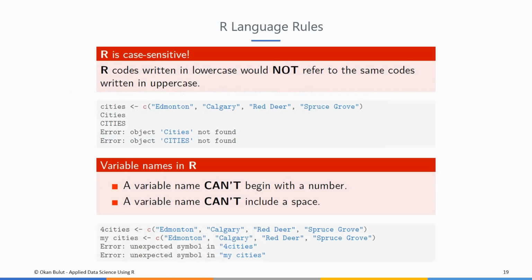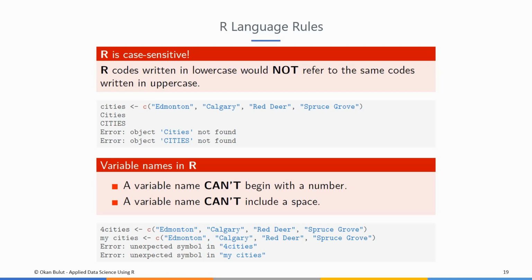So first thing is that R is case sensitive. That means whenever you write code in lowercase, if you try to write the same thing in uppercase, it's not going to work. If you define something in lowercase and then try to call the same function or package or object in uppercase, it's not going to work.